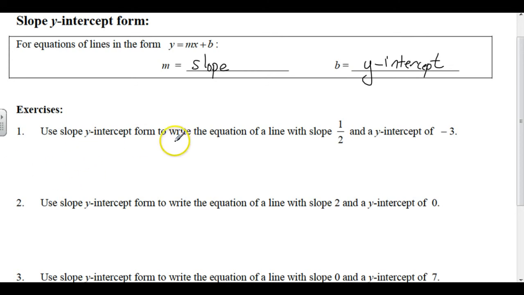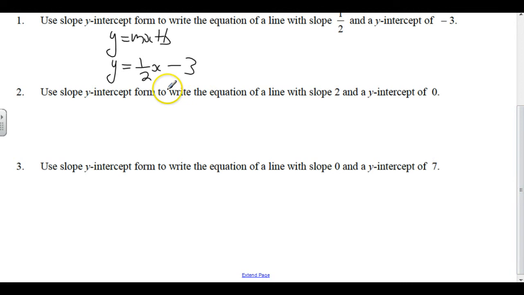Use slope y-intercept form to write the equation of a line with the slope of 1/2. Okay, so slope y-intercept form looks like this, right? Formula, substitution, the slope is 1/2, and the y-intercept is -3. So y equals 1/2 x minus 3.